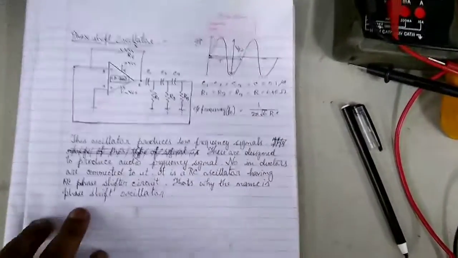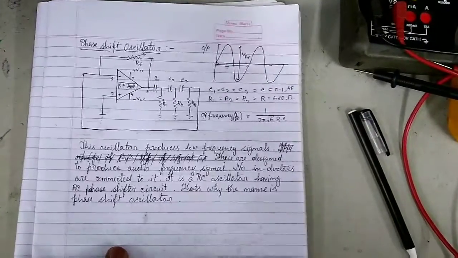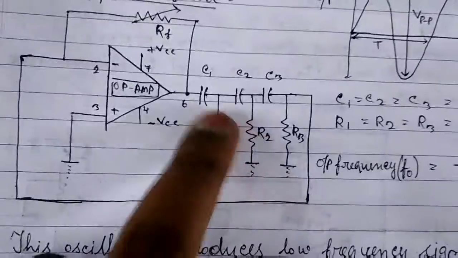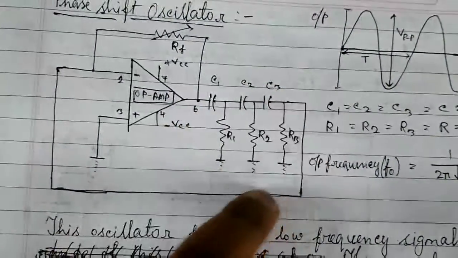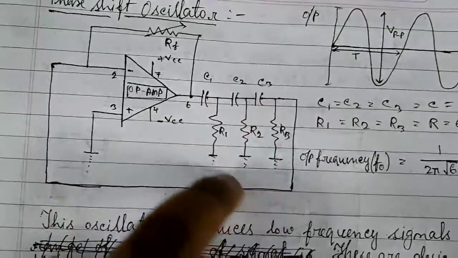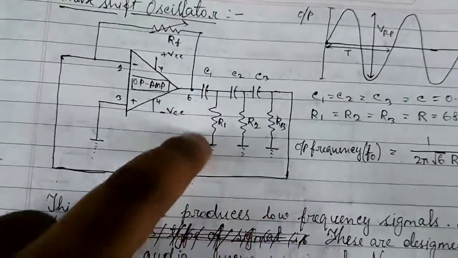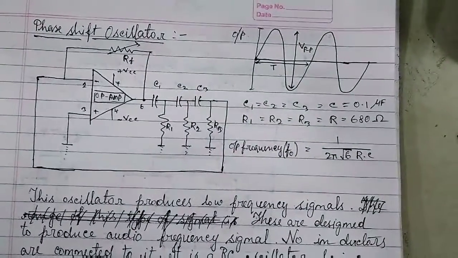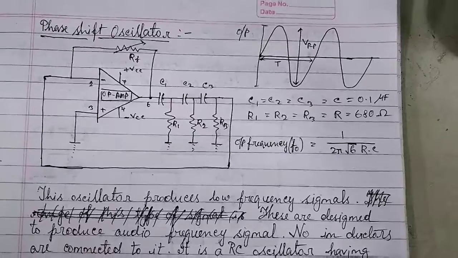The phase shift oscillator is also a low frequency oscillator having the range of audio frequency signals. These are the phase shifter networks, RC phase shifter networks, 60 degrees each. The derivation and understanding of this network has been described in the PDF manual you have been provided.